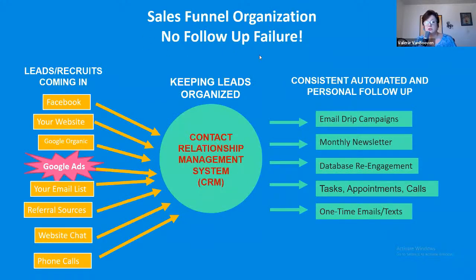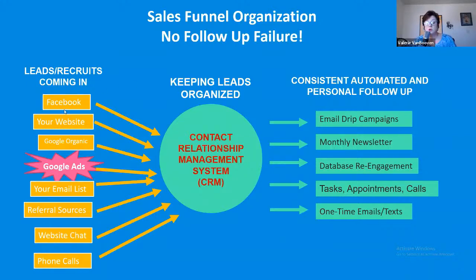Okay, so here's the sales funnel. And today we're going to talk about what's in the pink right here, Google Ads. So leads and recruiting and all of the folks that are out there inquiring and wondering what they're going to do about mom and dad are coming in from different places. We've already talked about this. Facebook, your website, organic. They've found you organically. They found you naturally on Google. Google Ads, your email list, referral sources, website chats, phone calls.